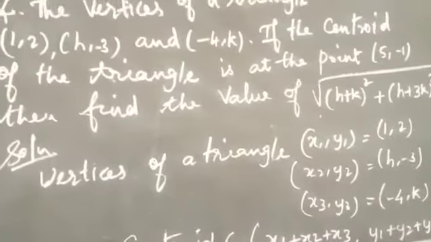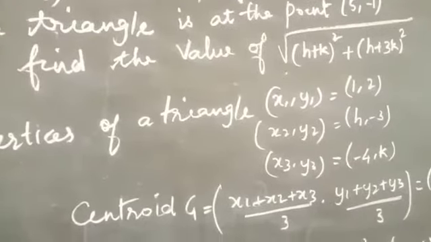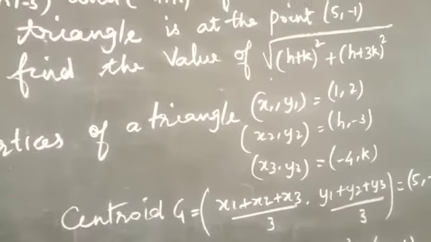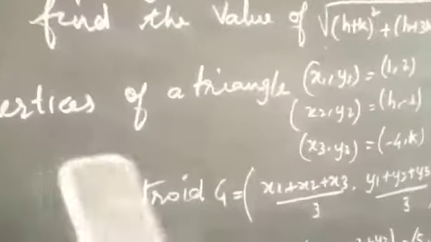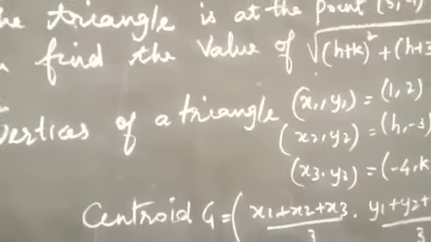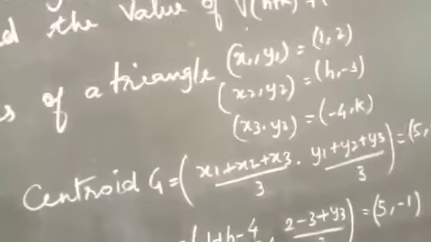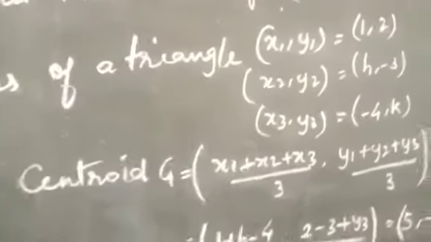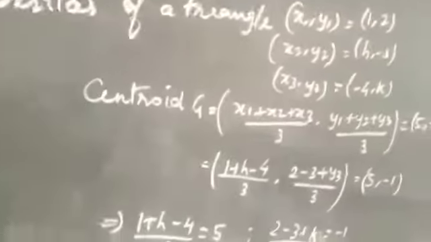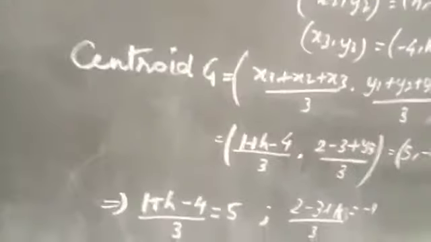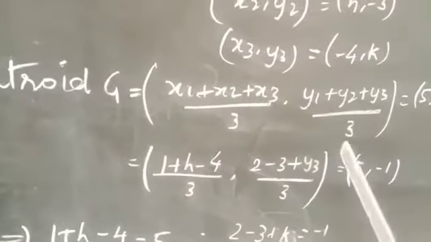So first we find out the centroid. The centroid formula is (x1 plus x2 plus x3) divided by 3, (y1 plus y2 plus y3) divided by 3. First vertex is (1, 2), second is (h, -3) and third is (-4, k). So we take these as x1, y1, x2, y2 and x3, y3. Now we use the centroid formula.